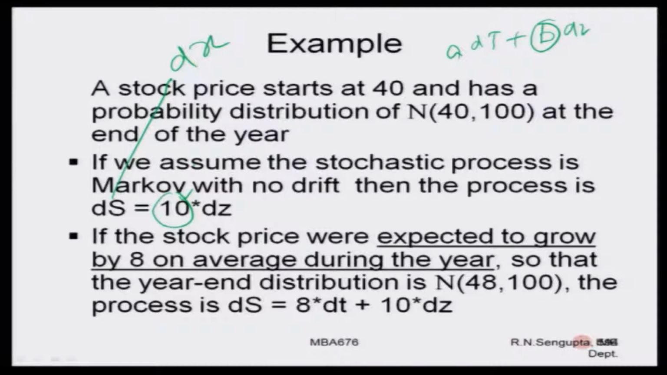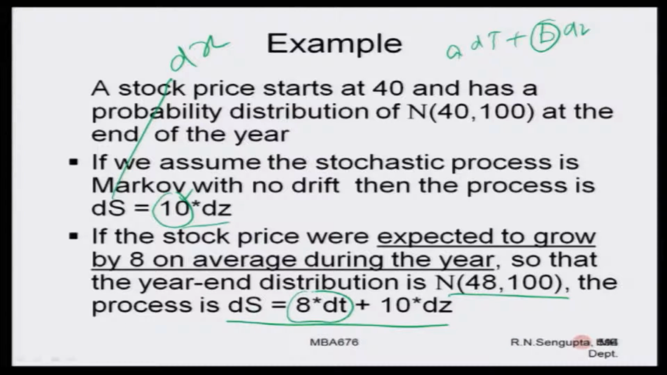If the stock price was expected to grow by 8 on average during the year, then the year end distribution would be a normal distribution with 48 as the mean and 100 as the variance. Now you are seeing that the variance is not changing, because, okay, I will come to that, first let me finish it. So the year end distribution is given by N, 48 is the mean value, 100 is the variance, and the process would now be dx, or ds, whatever you are considering.